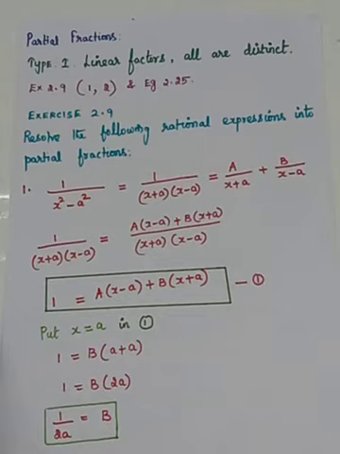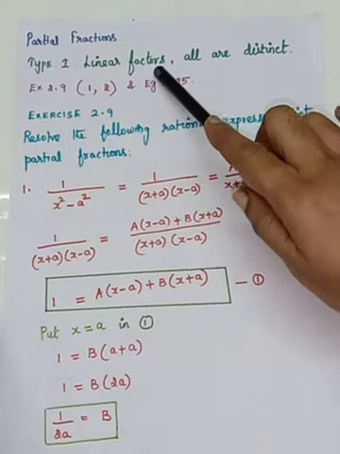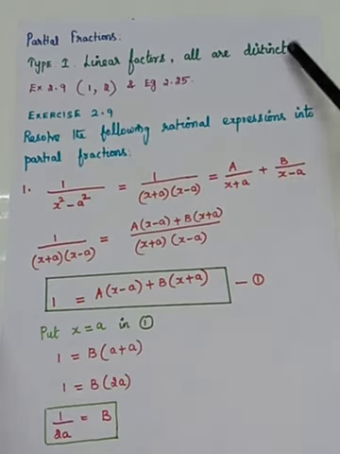For example, we can say x plus 5, x plus 2, x plus 1, 3x plus 1. These are called linear factors. So the degree of x is 1 means they are linear factors. Linear factors all are distinct means they are not repeated. They are all different, distinct.